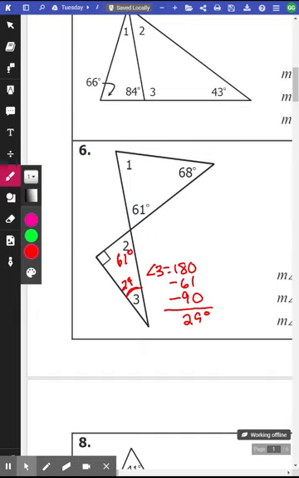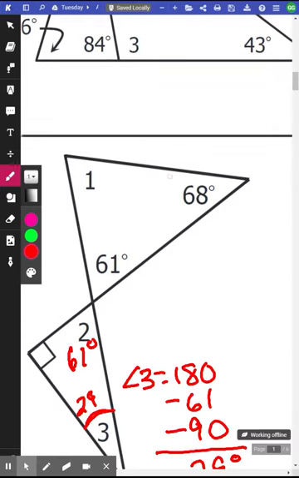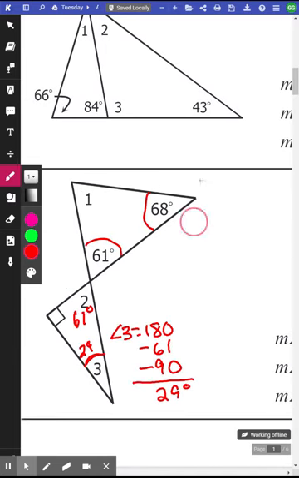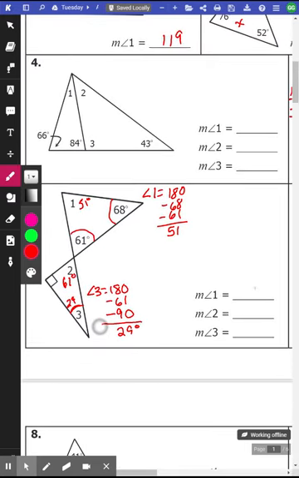Okay. And then over here, angle 1, well, we have this one 61, we have this one 68. We already know triangles are 180 degrees. So angle 1 is simply 180 minus 68 minus 61. So angle 1 ends up being 51. So 51, angle 2, 61, angle 3.